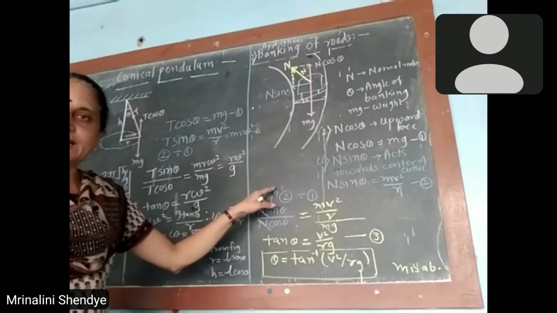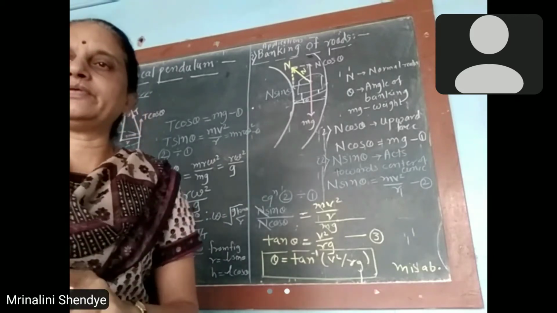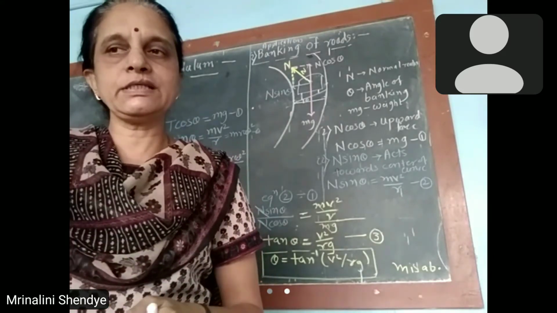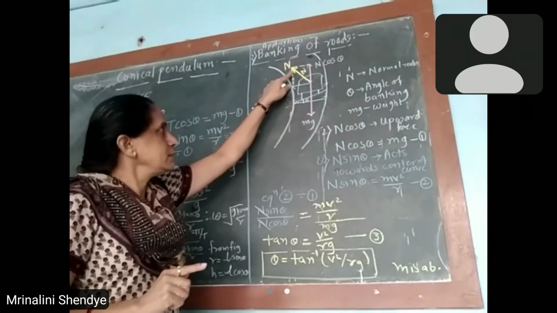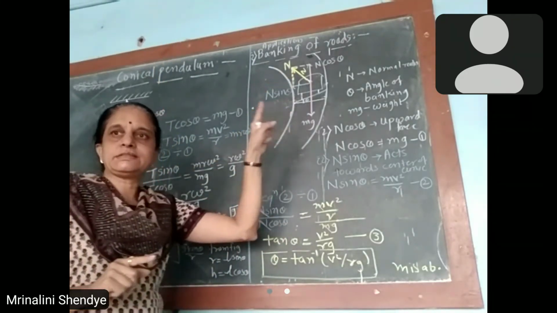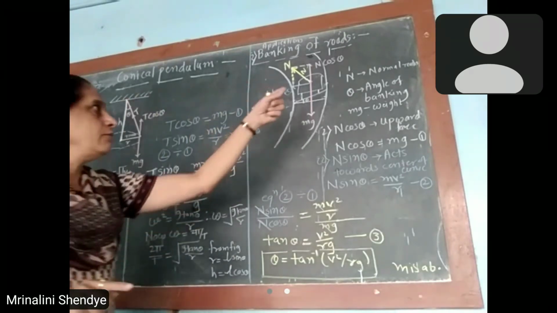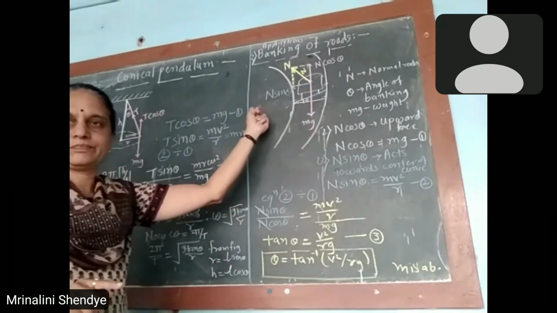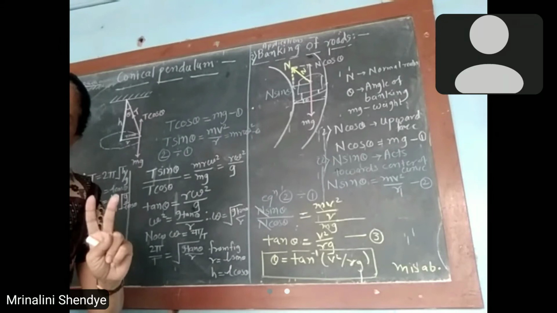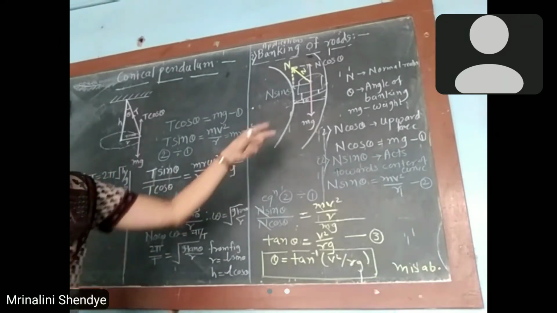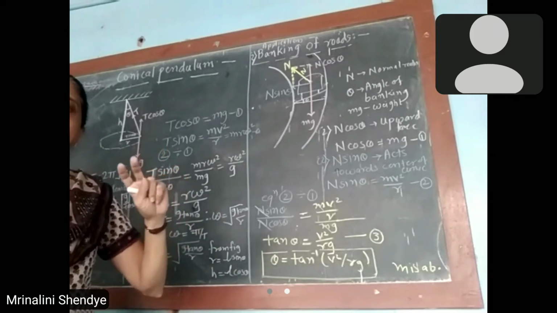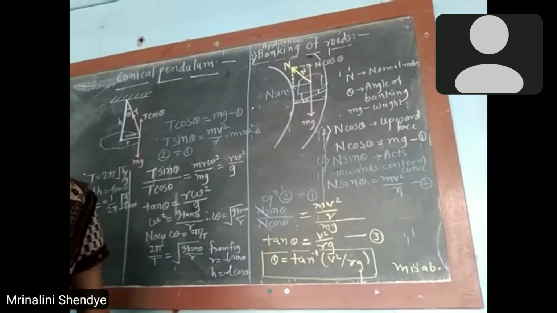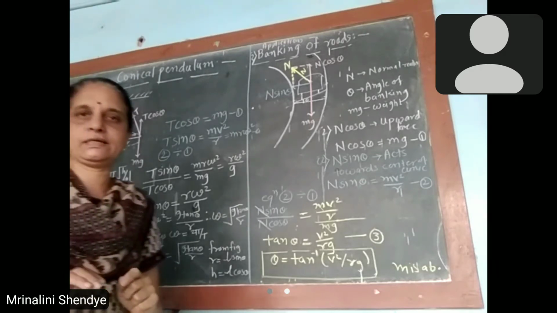Secondly, again I am going to tell you one thing: two forces we are going to consider. First is the normal reaction. Second is the force towards the center. The third is already there, but we are not considering it in this case. Which type of third force? That is the coefficient of static friction. The coefficient of static friction is already there.